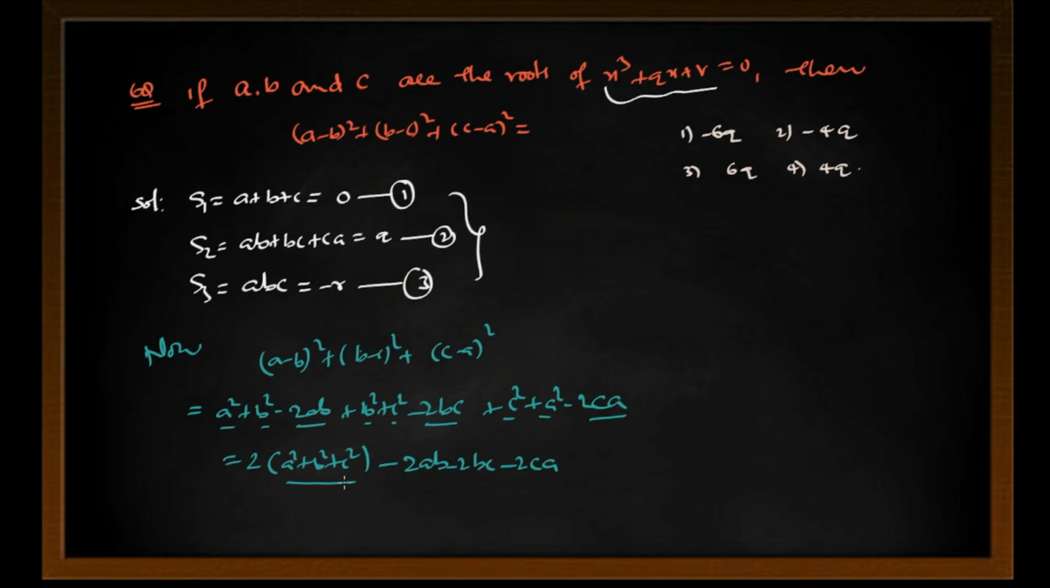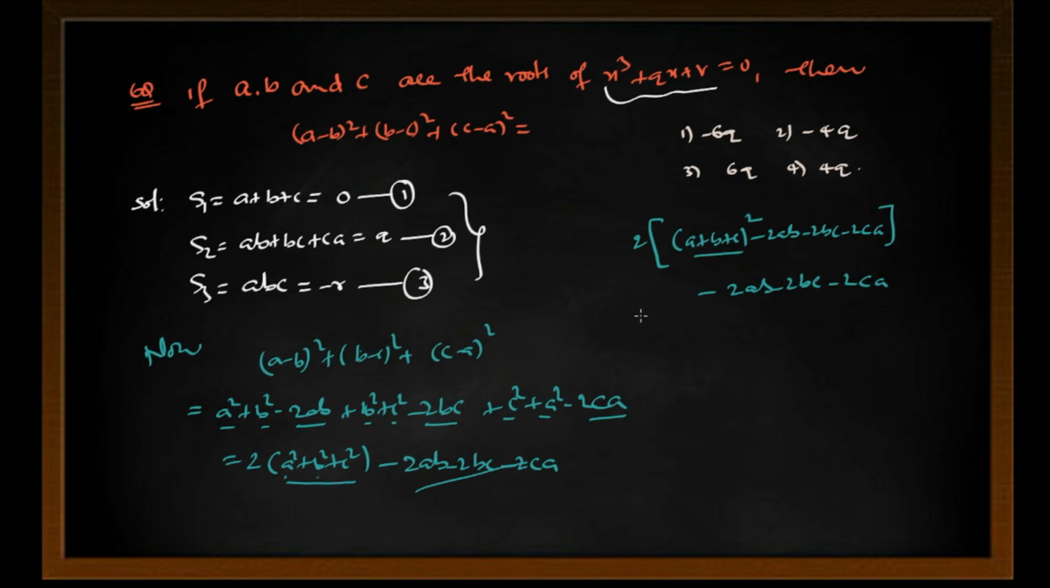So a square plus b square plus c square, we can write as (a plus b plus c) whole square minus 2ab minus 2bc minus 2ca. So extra terms are minus 2ab minus 2bc minus 2ca, and here also minus 2ab minus 2bc minus 2ca is already there. So we have the value of a plus b plus c is 0.